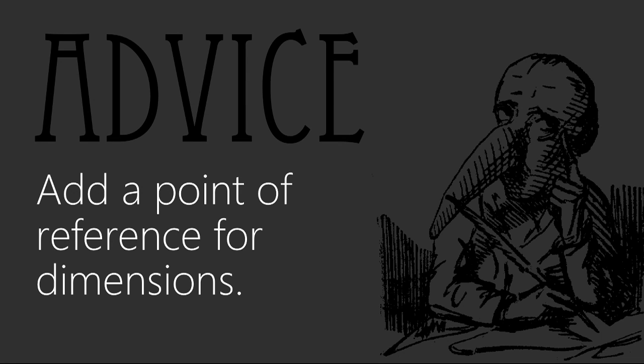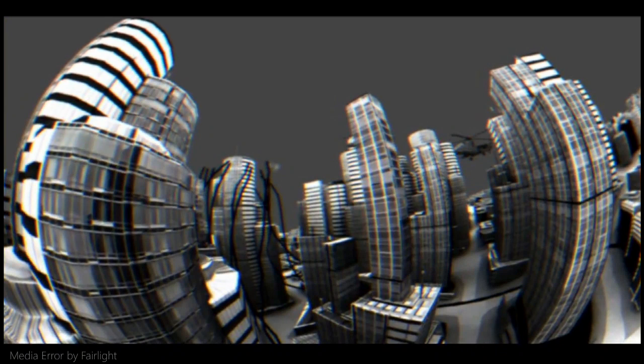Then small advice again, add a point of reference for dimensions. I love how Farbrausch is always adding little helicopters into their city scenes so that you can have some kind of, ooh, this is the scale of the thing. The easy thing is adding doors and windows to a cube to make it a building. So it's very effective.